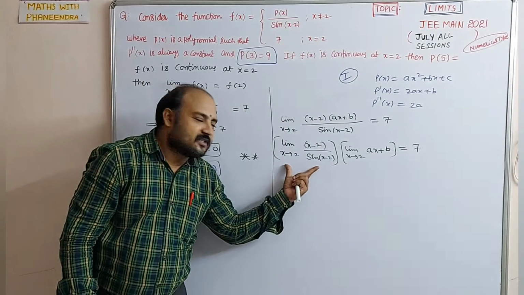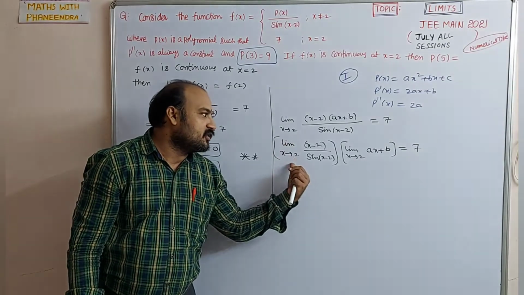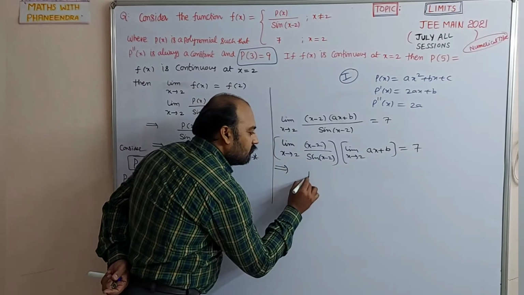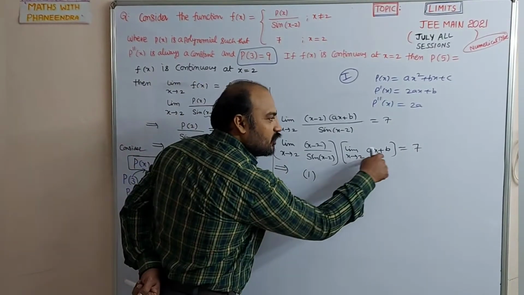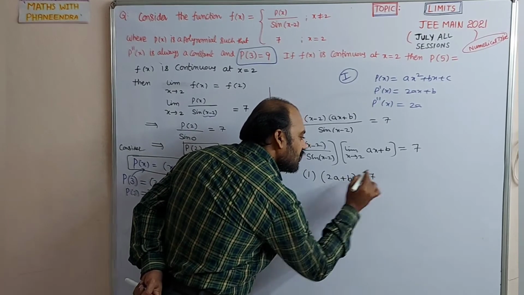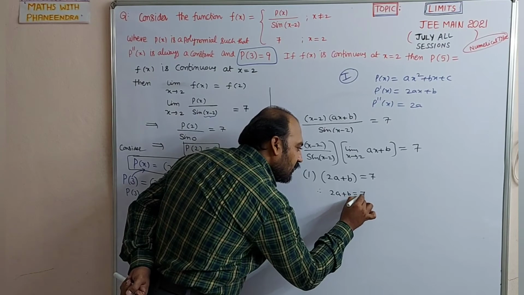By standard limits, x tends to 2 means x minus 2 tends to 0. It is in the form of limit x tends to 0, sin x by x, that value is 1. Substitute x is equal to 2: 2a plus b is equal to 7. Therefore, 2a plus b is equal to 7.